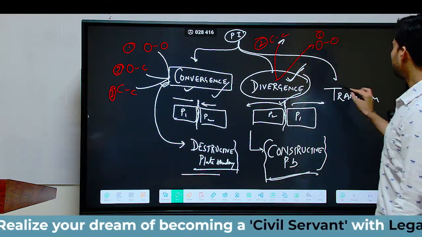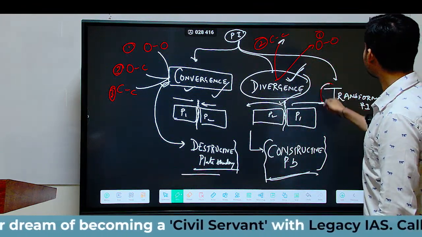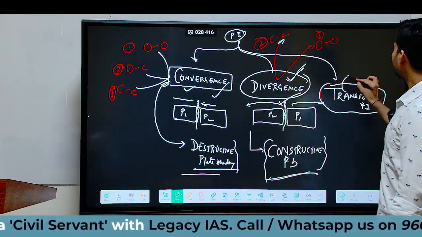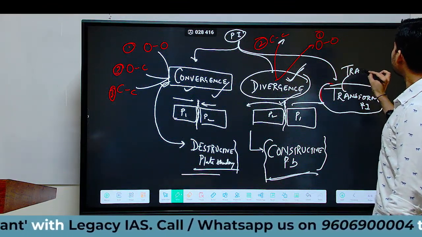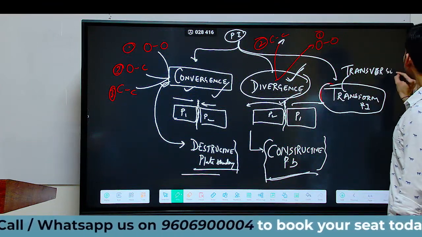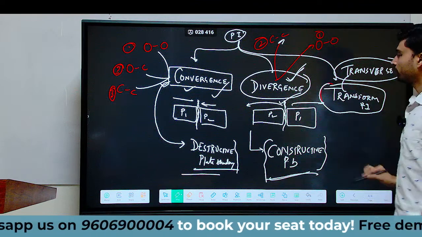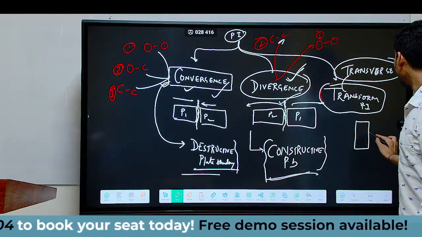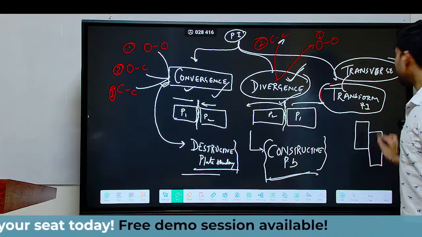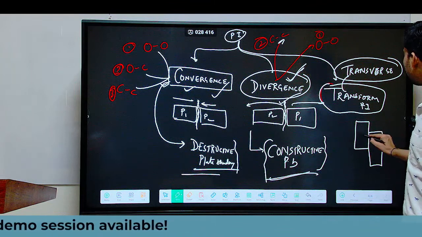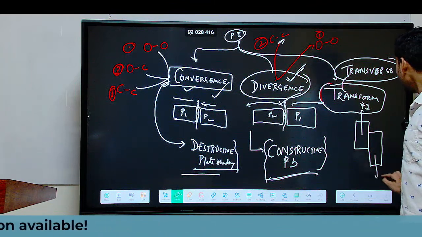Then the third and last type of plate interaction that we see is what we refer to as transform plate interaction, which is sometimes also written as transverse plate interaction. Both are the same, transform plate interaction or transverse plate interaction. Now, transverse or transform plate interaction refers to a kind of plate movement where two plates are neither moving toward each other nor moving away from each other, rather they are simply sliding along a common boundary.